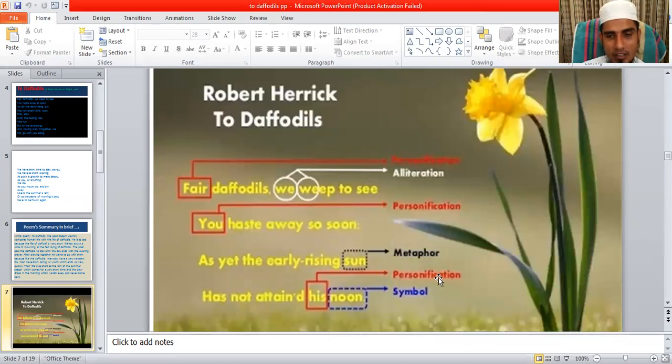So another one here is also a personification. "Known" is used as a symbol here. So my dear students, in this way you will try to understand the figures of speech in your home.